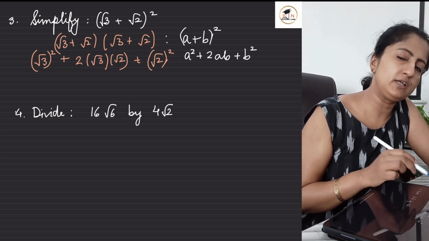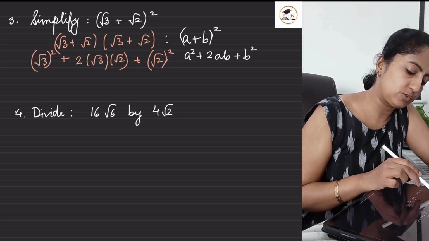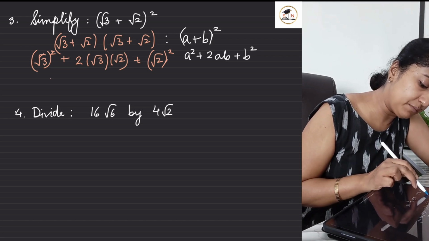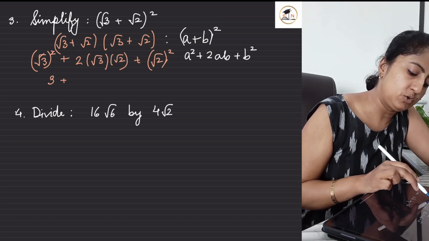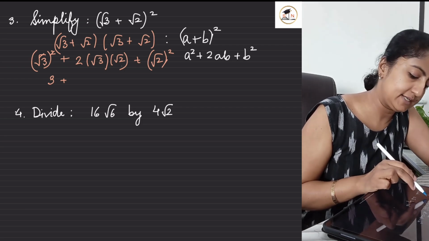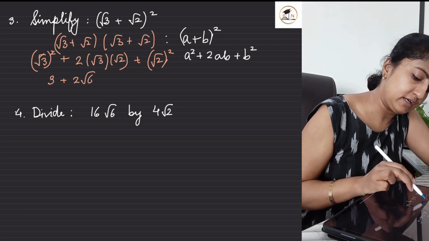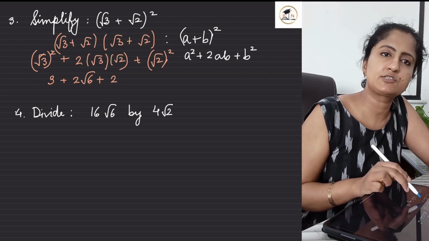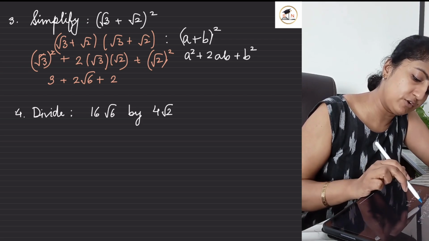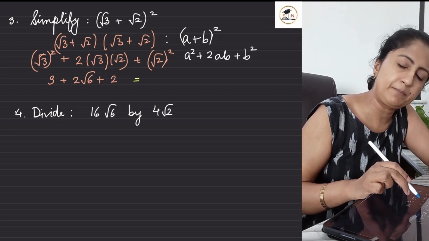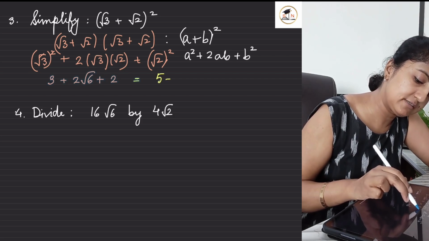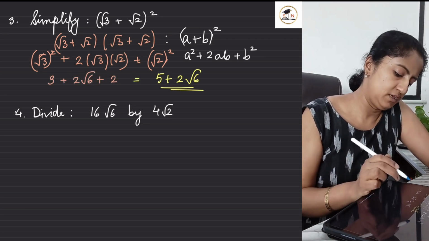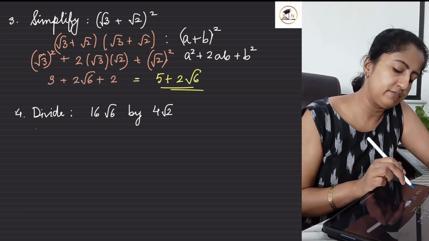Now what is root 3 square? Root 3 square means root 3 into root 3, which becomes root 9. And root 9 is nothing but 3. So that means when we are squaring a square root, the square and the root get cancelled, right? So in a way, we are getting the number back, which is 3. Then 2 times root 3 times root 2, that is 2 root 6. And after that, root 2 square. So we are left with 2 over here. Now it has a scope of simplification. And after this, we are going to write the final answer, which is 3 plus 2, that is 5 plus 2 root 6. So this is your final answer over here.